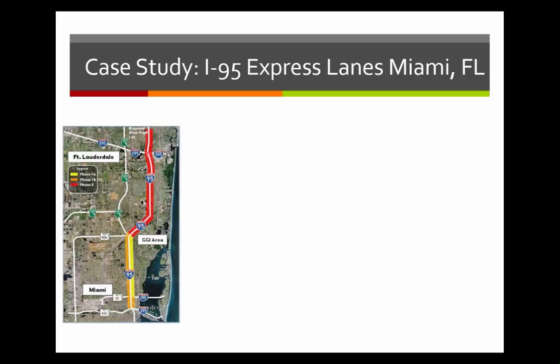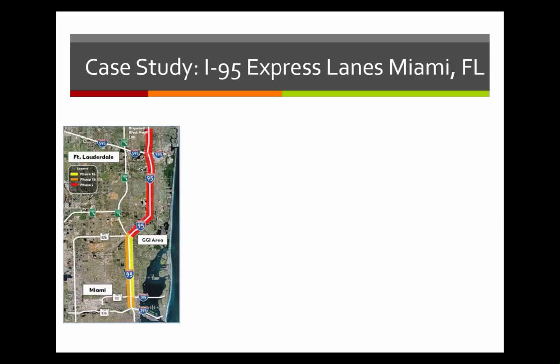And then the orange, which is phase 1B, was purely southbound and added a small part to the northbound express lanes as well between Interstate 195 and 395. And then phase 2 was the entire north part, north of the Golden Glades interchange area. And this is both northbound and southbound. However, the segment I analyzed in particular was purely the Golden Glades interchange area all the way down to Interstate 395.